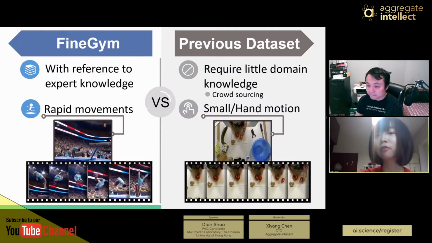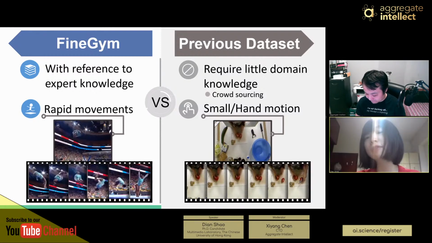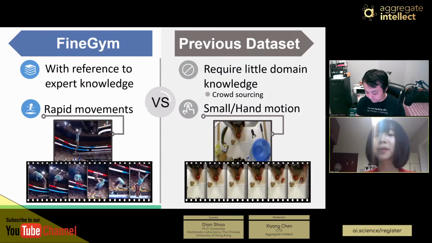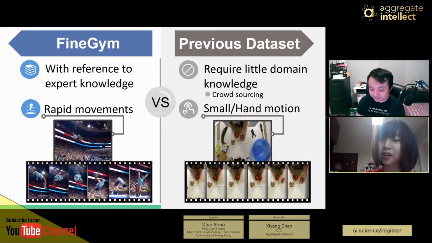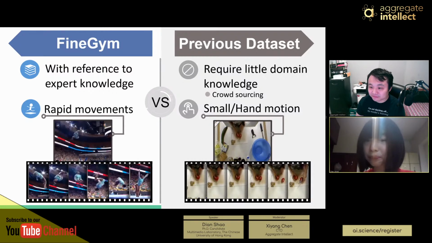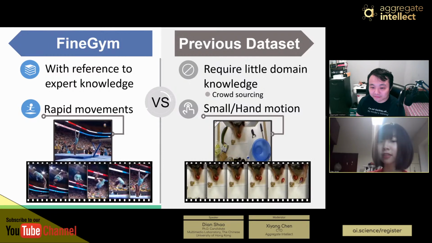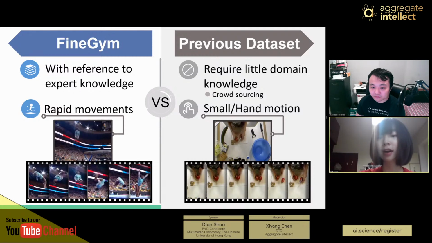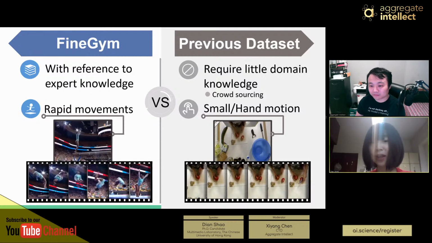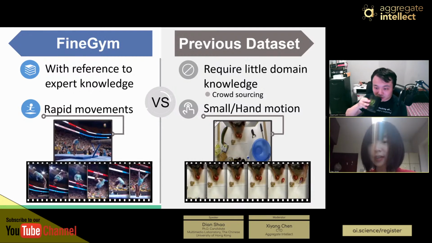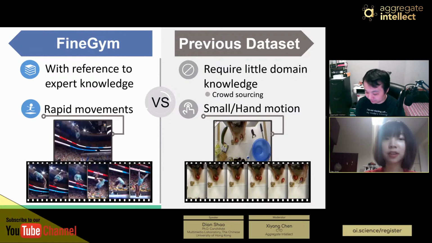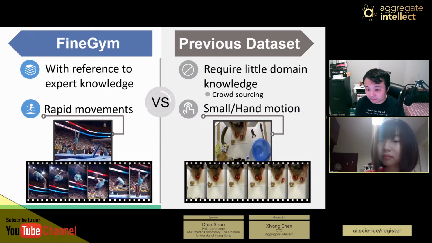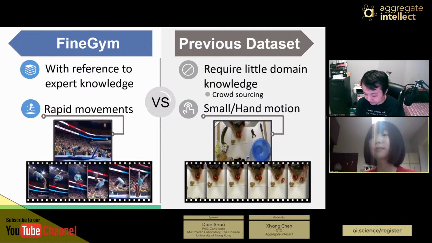In the community, there are also a lot of fine-grained action datasets. But FineGym is also distinguished as the annotations are obtained with reference to expert knowledge, and more importantly, as shown here, current fine-grained datasets usually focus on small, especially hand motions, such as those instances in various cooking datasets, as shown here, cutting the tomatoes. And actions in our FineGym involve rapid movements and extreme body poses, you can see on the left. And this poses new challenges for models.